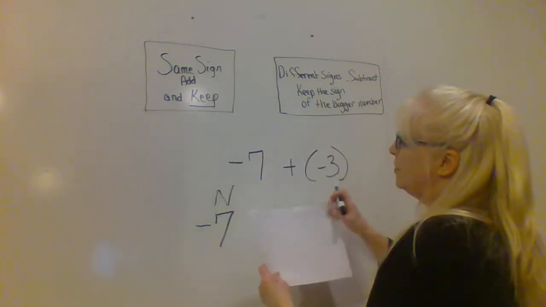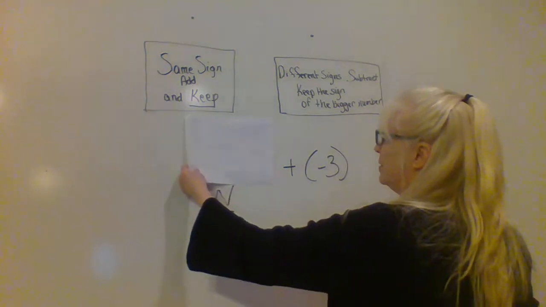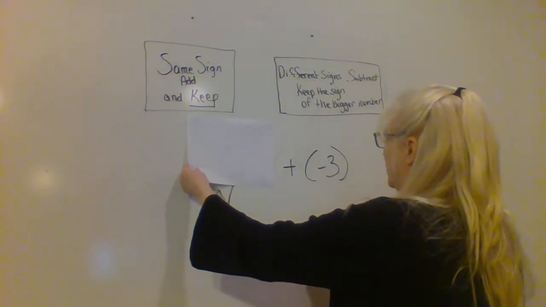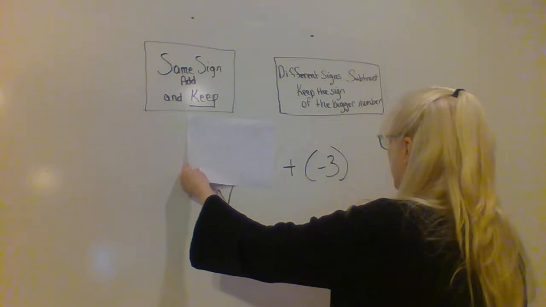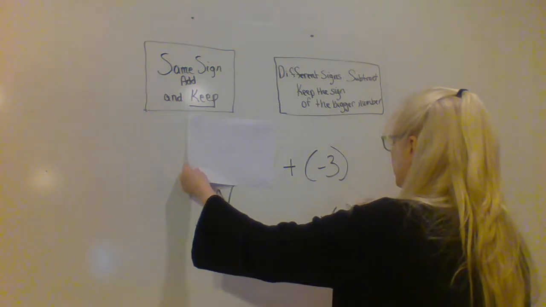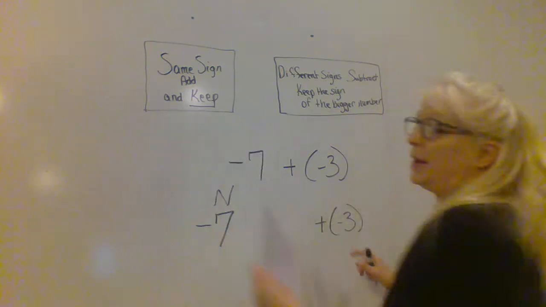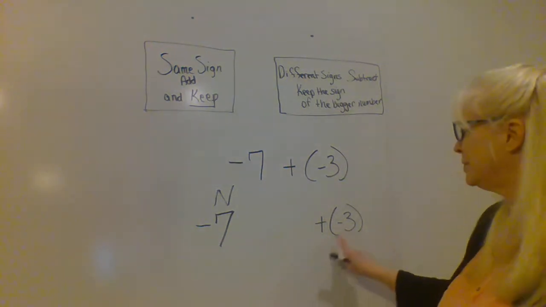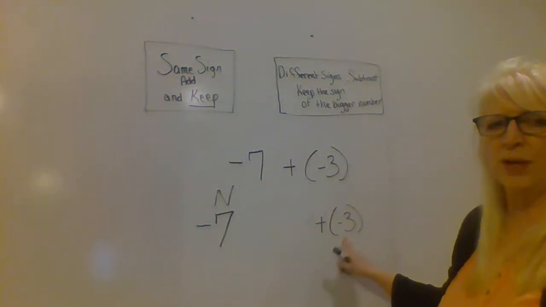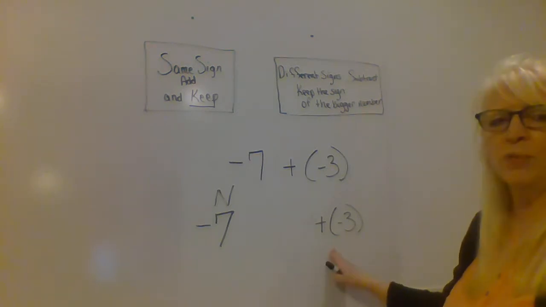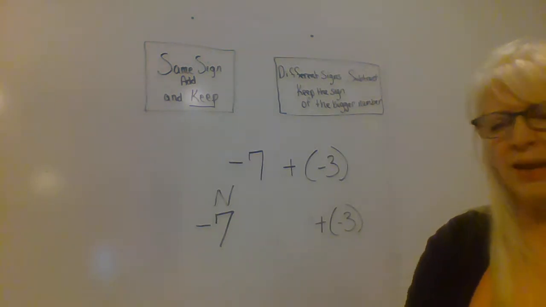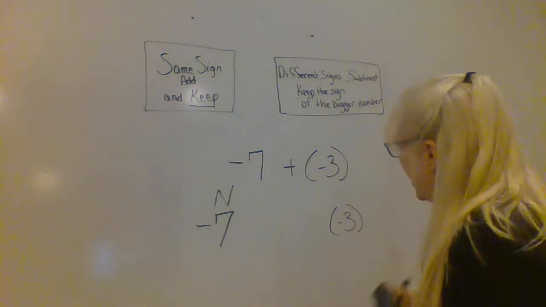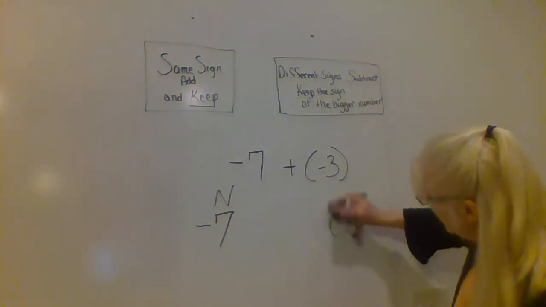Now I'm going to cover up the 7 and everything that's to the left, and I'm going to write the plus -3. You would say plus a -3. And now, I just said that if you see a plus and a minus in front of the same number, the minus is going to win. So this number is really a negative. So I can take the plus away, and I can take the parentheses away.